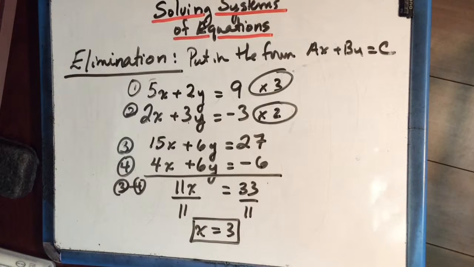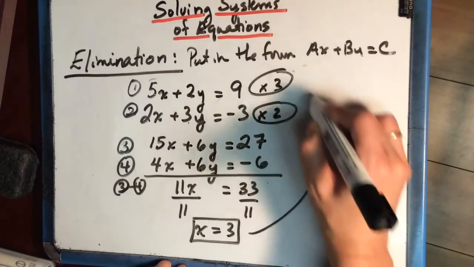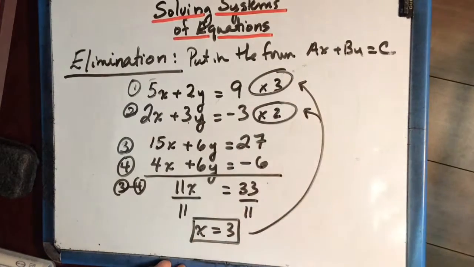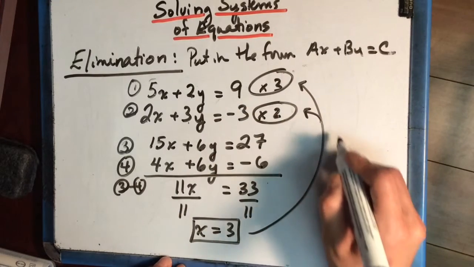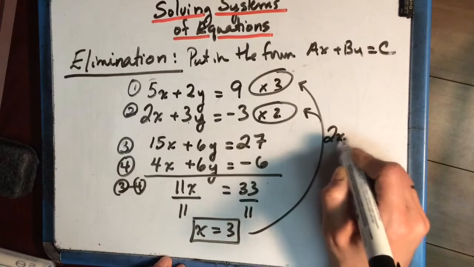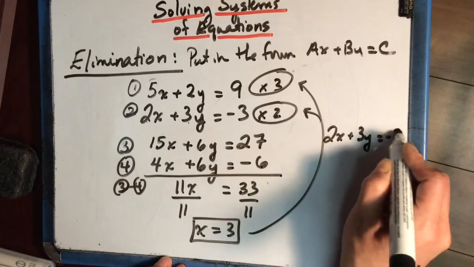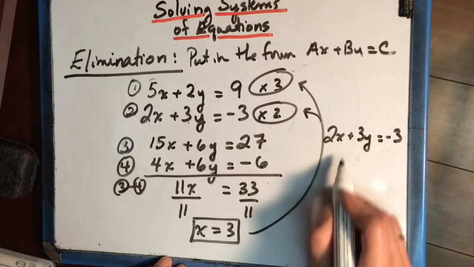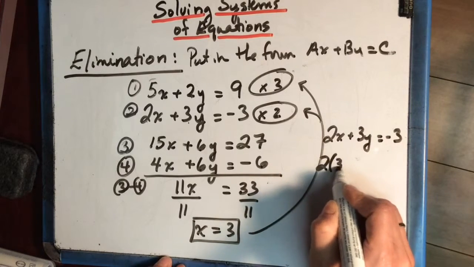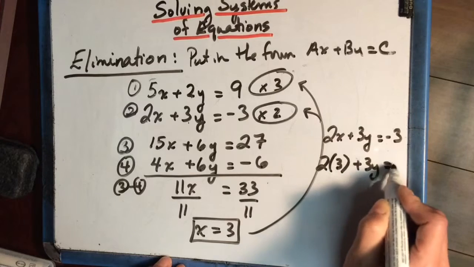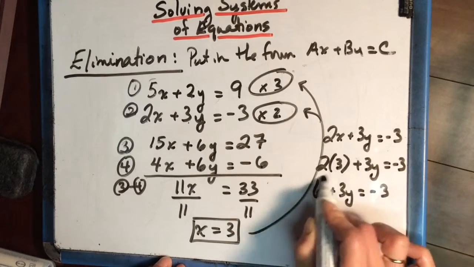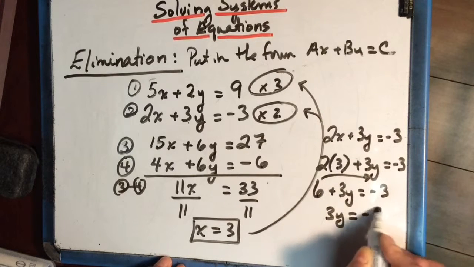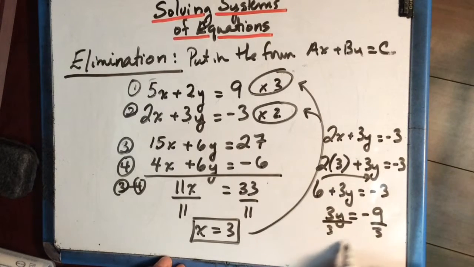And then I can choose to plug this into either one of the equations, this one or this one, to find the y. So let's plug it into number 2. So if we have 2x plus 3y is equal to negative 3, and then I'm going to plug in the x here, 2 times 3 plus 3y is equal to negative 3. I've got 6 plus 3y is equal to negative 3. Bring that over. 3y is equal to negative 9. Divide both by 3. y is equal to negative 3.